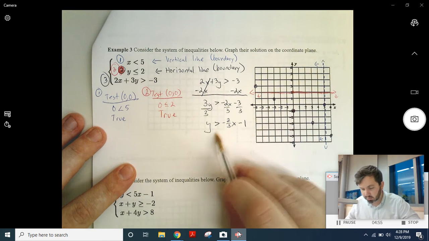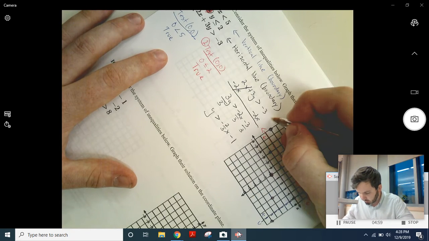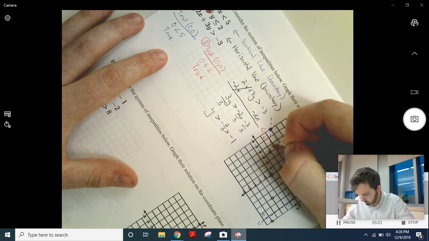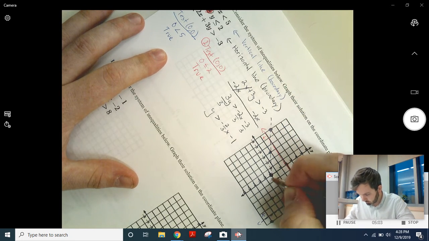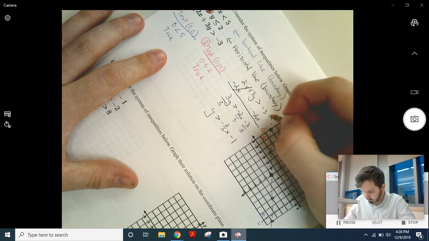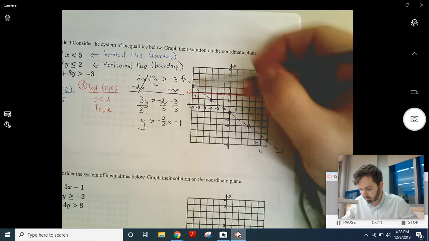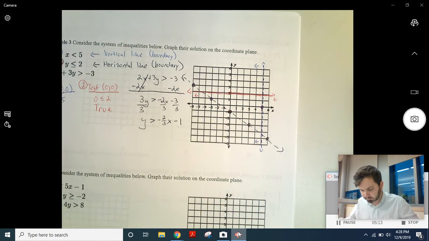Good. We don't have the equal to part, so this is going to be a dashed line. Let's try and make this dashed line go through all of our points. All right, there's our dashed line. We have our blue, we have our red, and we have our dashed black line.